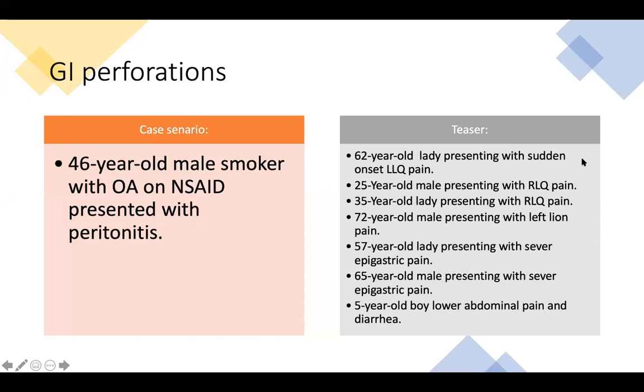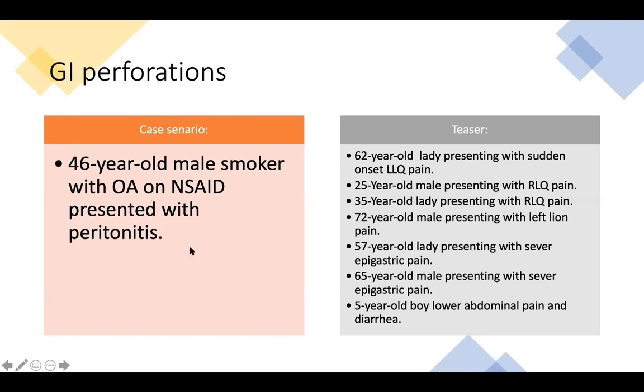Okay, so we might have a case discussion, a case scenario like this. A 46-year-old male smoker with osteoarthritis on non-steroidal anti-inflammatory drugs, presenting with peritonitis. It can be very explicit like this, but sometimes they just say abdominal pain, and you go through the examination and they tell you the findings. Okay, that might be a case for discussion.